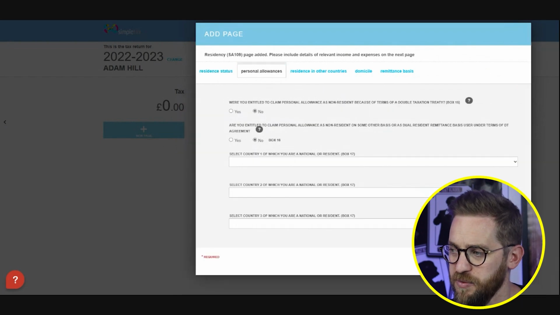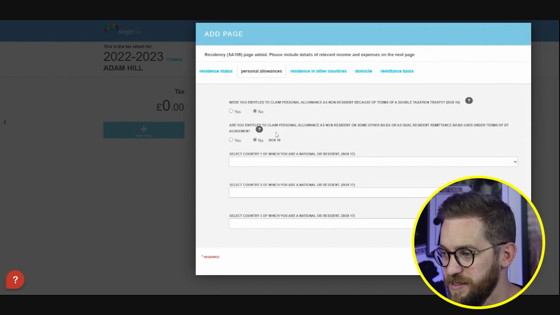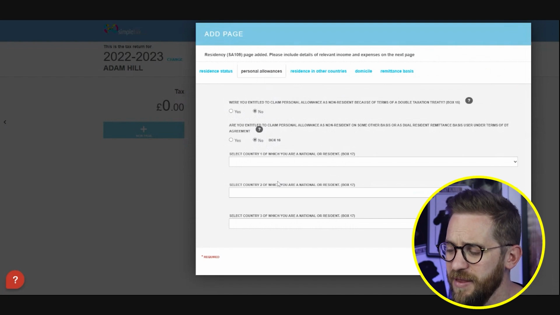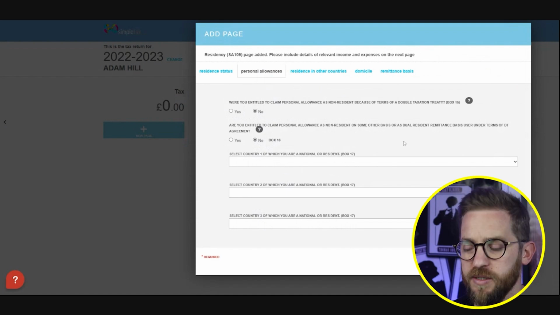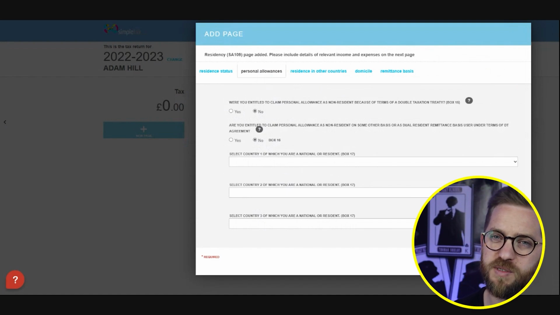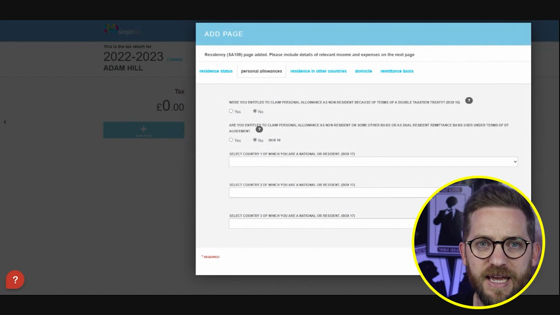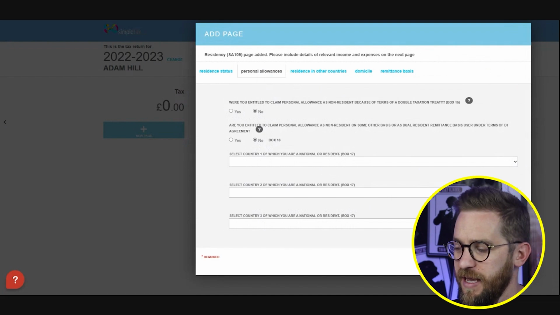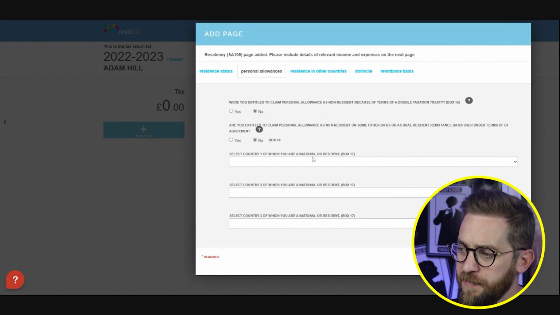Were you entitled to claim personal allowances as a non-resident? No, because I am resident. Are you entitled to claim personal allowance as non-resident? Again, I'll leave that as no, because we know I've already ticked that I'm a resident in this case. And then the next 3 boxes are selecting countries in which you are a national or resident. So I'm going to complete this as somebody who was born outside of the UK but now lives here in the UK. So they have domicile of origin elsewhere, but they are resident here and entitled to use the remittance basis now.